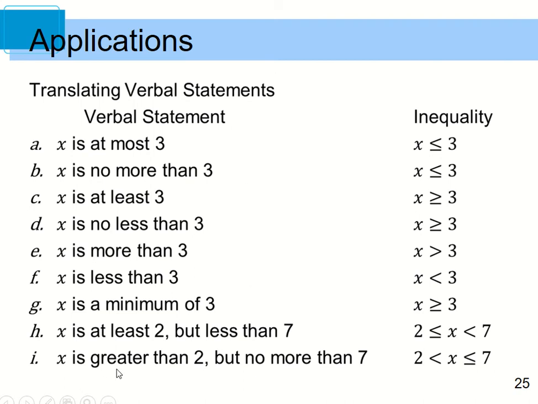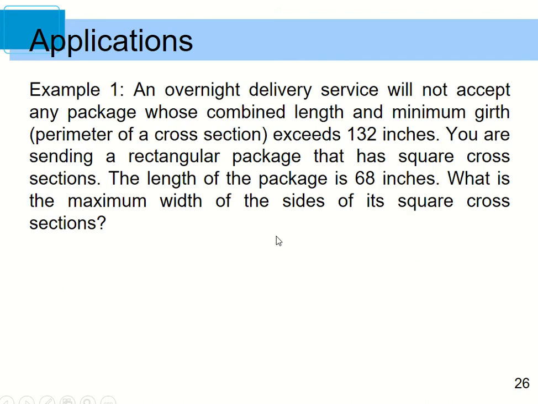Now, if x is greater than 2, it means that 2 is not included, but no more than 7, so 7 is included, we cannot go more than 7. So we have x is greater than 2, and it's less than or equal to 7. These are the verbal statements that we need to pay attention to. Now let's consider this example, this application.